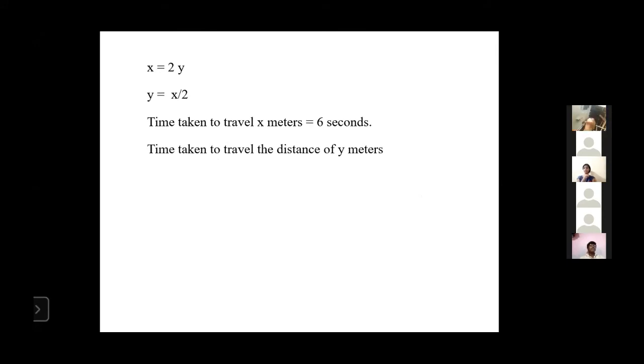Do you get it, friends? Yes, Vedasri. Here I will repeat once again. Here the y distance is half of the x distance. It means y is equal to x by 2. So assume that x is equal to 14 meters. Then y is equal to how much? 7. It is 7 meters.